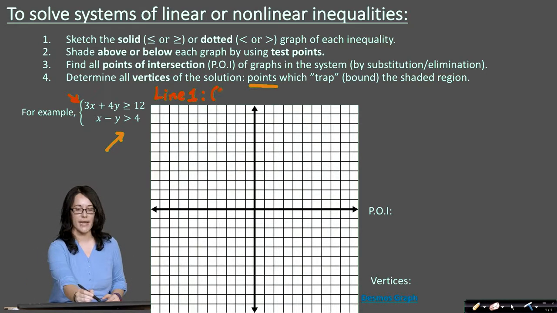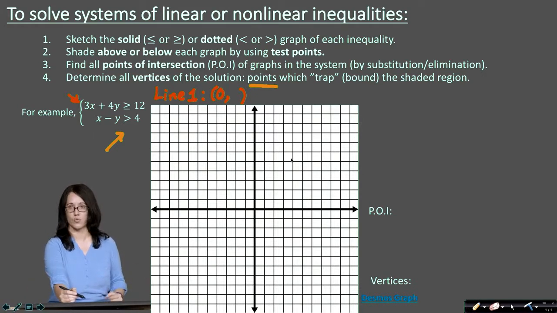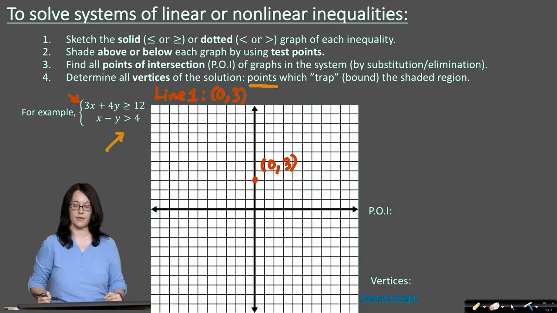So I'm going to say when x equals 0, what happens to y? Well, if x is 0, I would have 3 times 0, which is 0. And then I would just have 4y equals 12. What would y have to be? If x equals 0, what would y have to be? 4 times what gives me 12? 3, right? So (0, 3) would be my y-intercept. 1, 2, 3, that's a point on the graph of the first line. (0, 3).